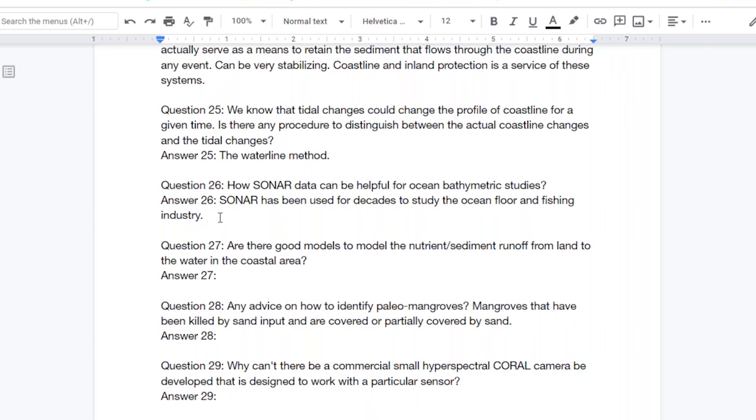Are there any good models to model the sediment runoff from land water to the coastal area? Again, we covered some of this particularly in the last session two, so I would refer the person to that. We talked about, if you're using remote sensing, how the different components of the water column, sediment versus CDOM or chlorophyll A, absorb in the electromagnetic spectrum, and how this affects the signal that you get from those.